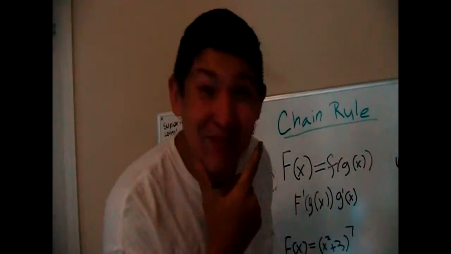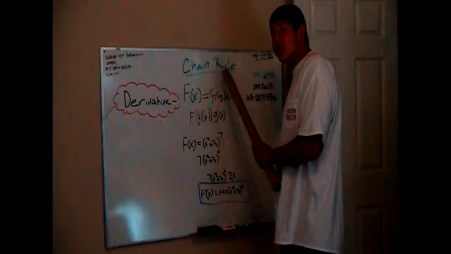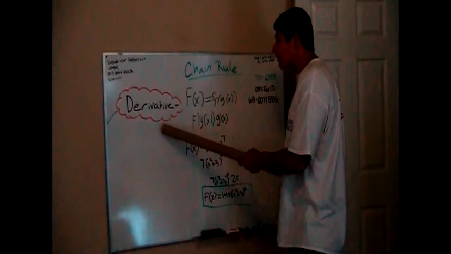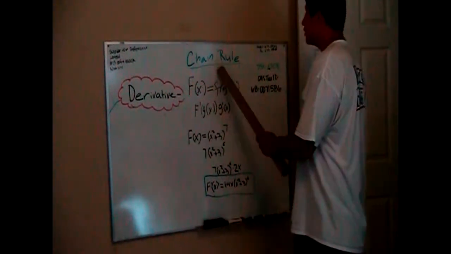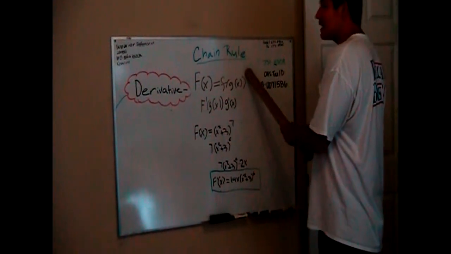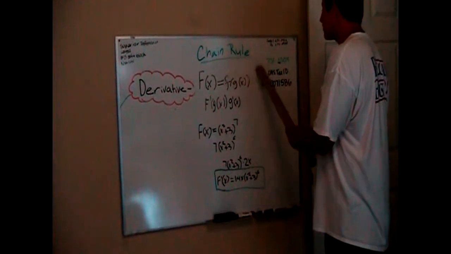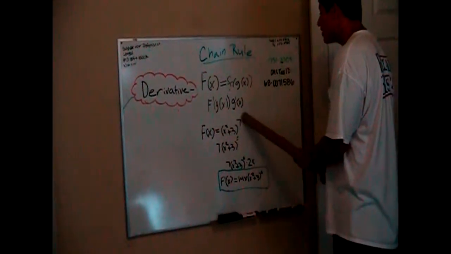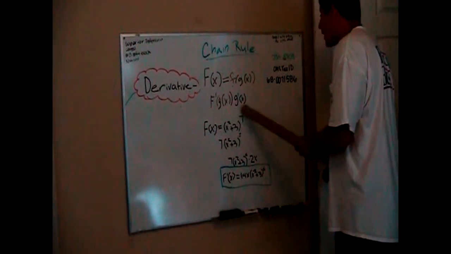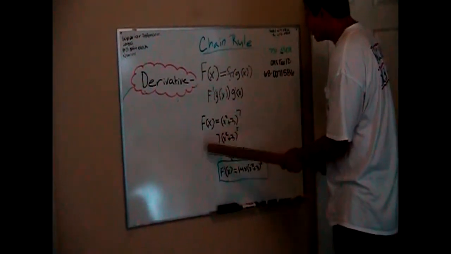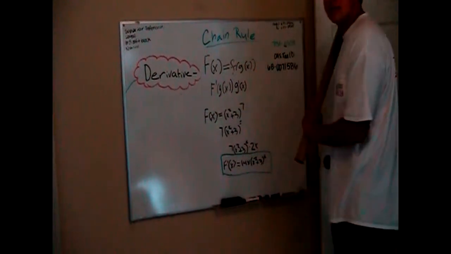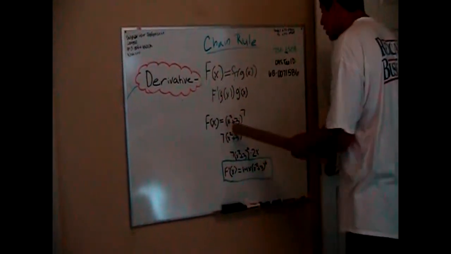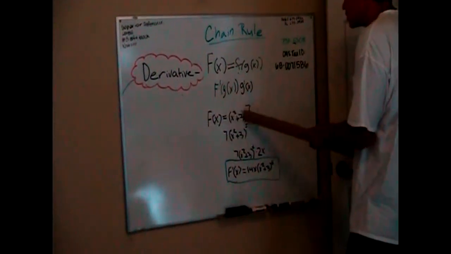But wait, there's more! Now the chain rule is another method of solving a derivative. In this case, it is normally used when there is a specific exponent or power to a specific function. As seen here, we have x squared plus 3 to the 7th. With this extra power here, we get to chain it out and eventually get to our answer. So let's go step by step. First we start with our function, x squared plus 3 to the 7th.